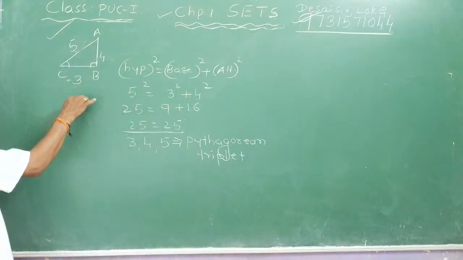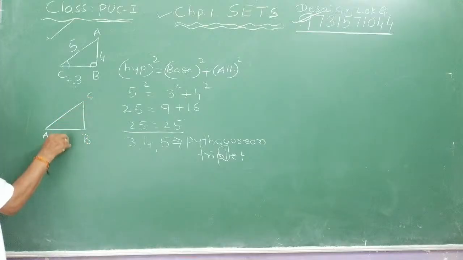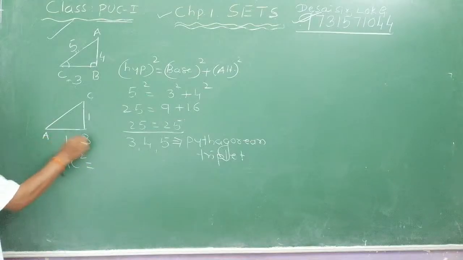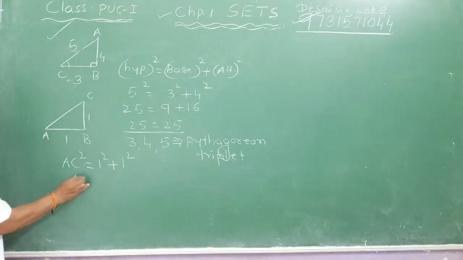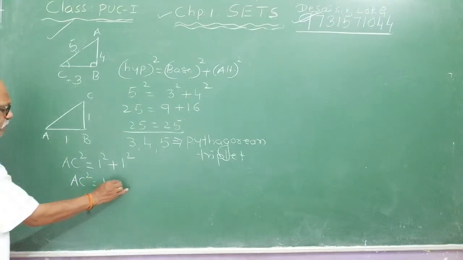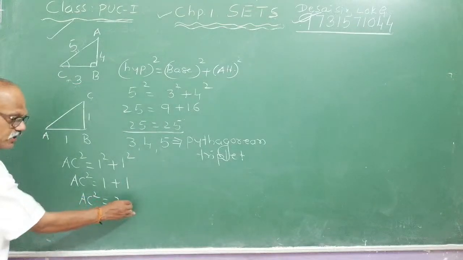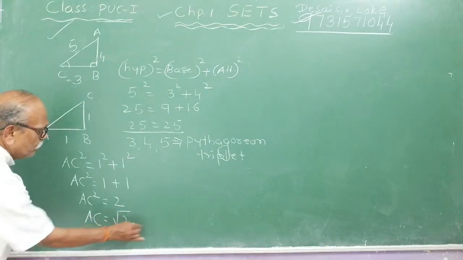And the problem that came was when the Pythagorean team took this particular base as 1, or adjacent as 1, and opposite also 1. Then what will be the hypotenuse? You can get the hypotenuse as AC square is equal to AB square is 1 square, BC square is 1 square. What do you get here? AC square is equal to 1 plus 1, which is 2. Therefore, AC is equal to root 2.